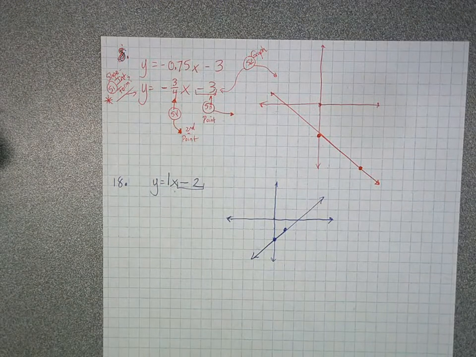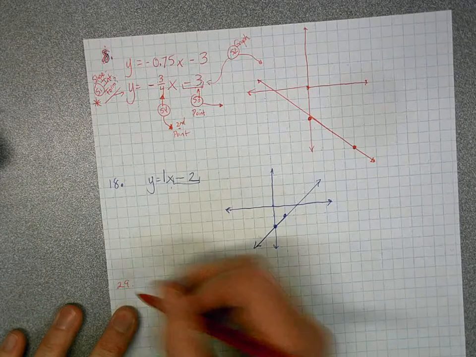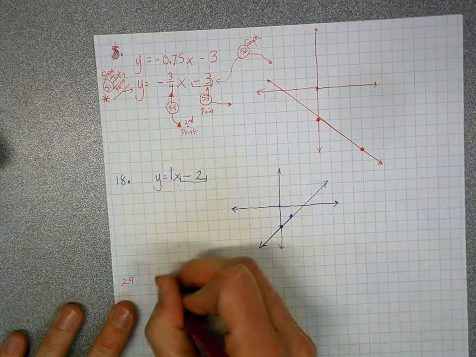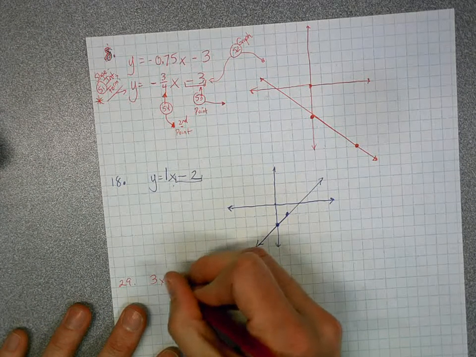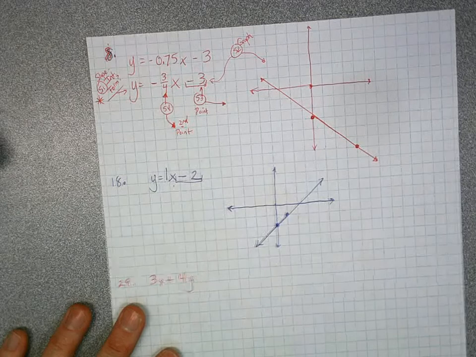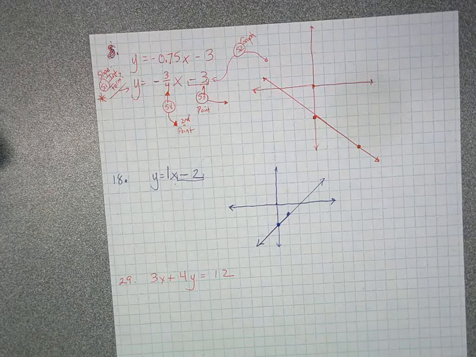Okay. The next problem I want to take a look at is problem 29. This is a little bit of a challenge problem, but it's not too bad. So here's what we have: 3x plus 4y is equal to 12. This one says graph each equation using the slope and y-intercept.